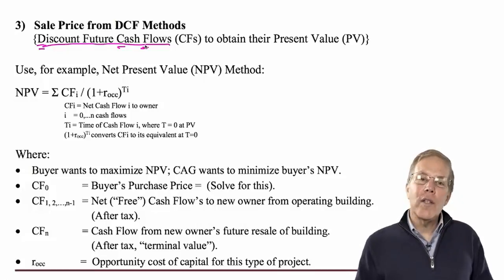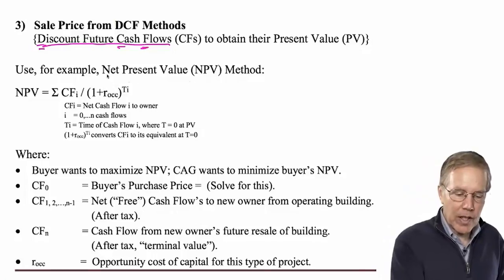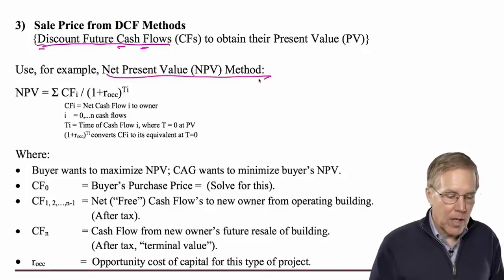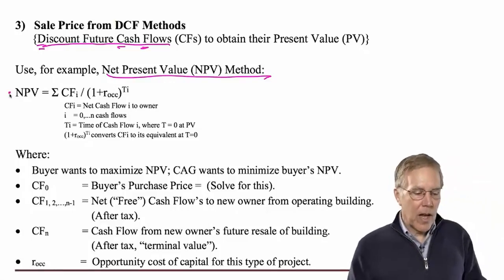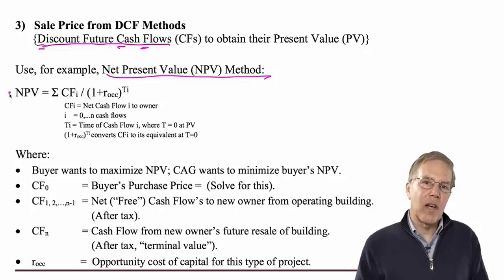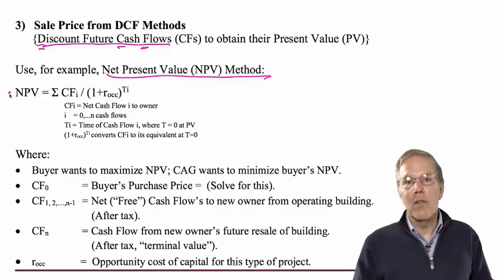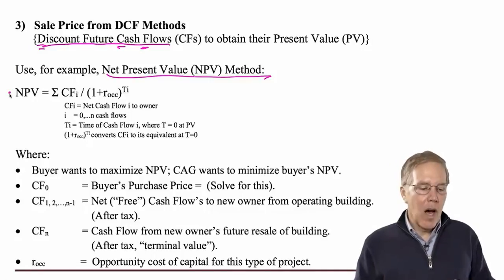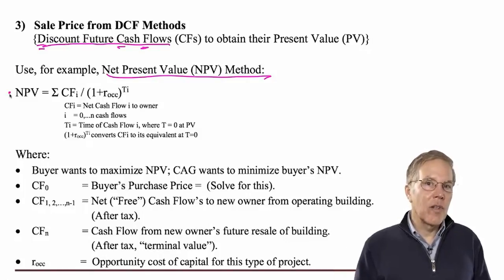Okay, one common discounted cash flow method is called the net present value method, which looks mathematically like this. And what it says in words is the net present value of a project is equal to the sum of each cash flow for the sponsor, for always one entity at a time, of this project, brought back to its equivalent at t equals 0.